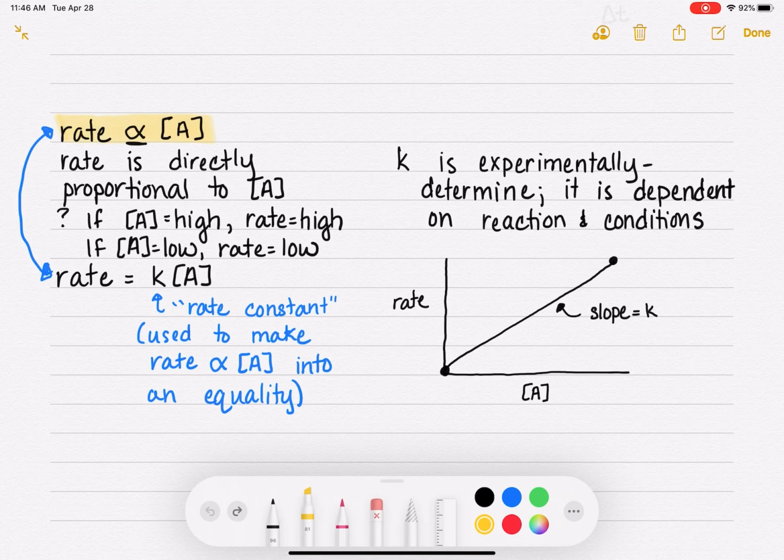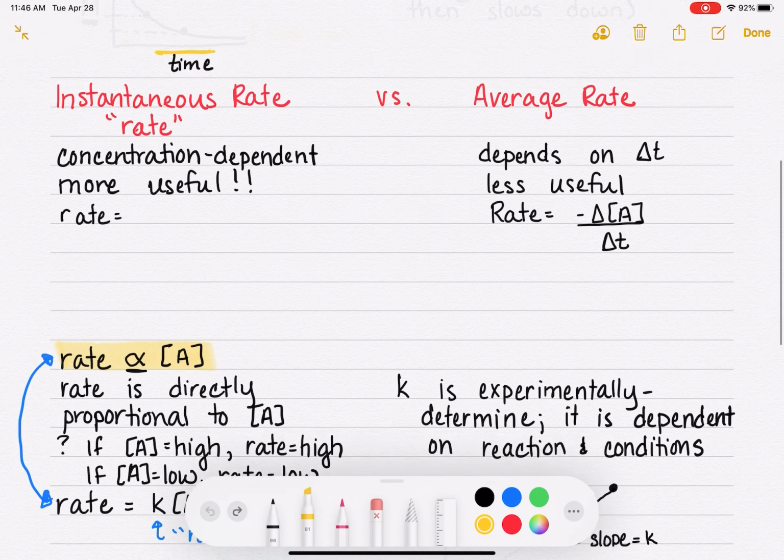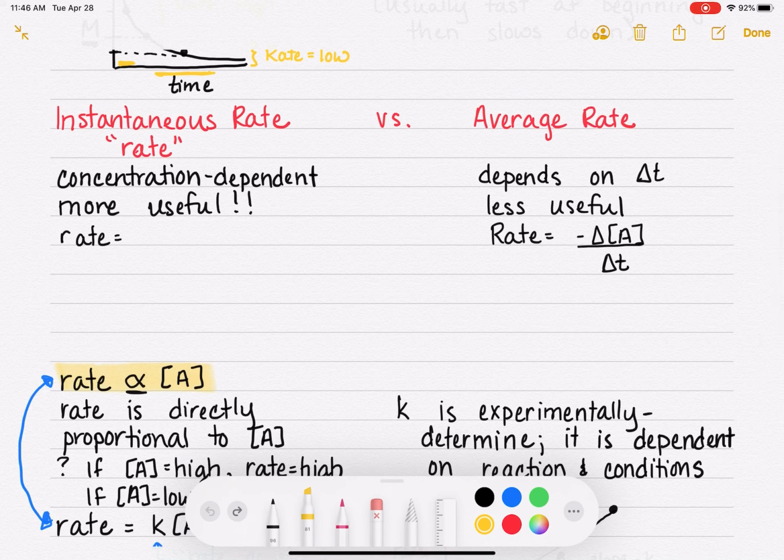Where we left off, we were comparing the instantaneous rate to the average rate, talking about the limitations of the average rate being that it is not quite so useful because the average rate depends on the amount of time that a reaction has proceeded, and so it's not a constant for any given reaction. The instantaneous rate, on the other hand, because it's concentration dependent, is much more useful.